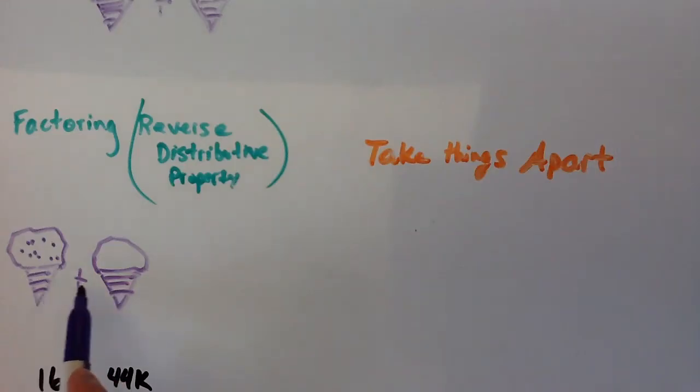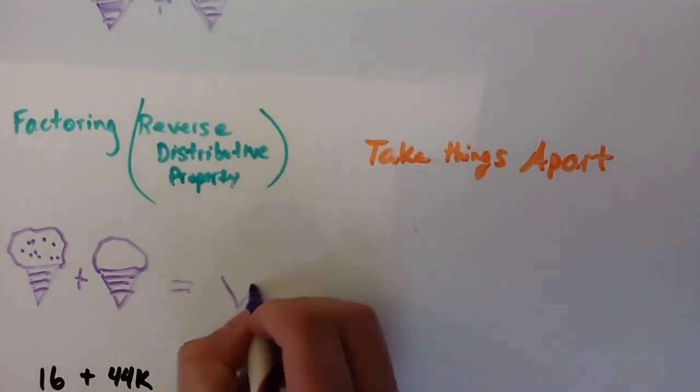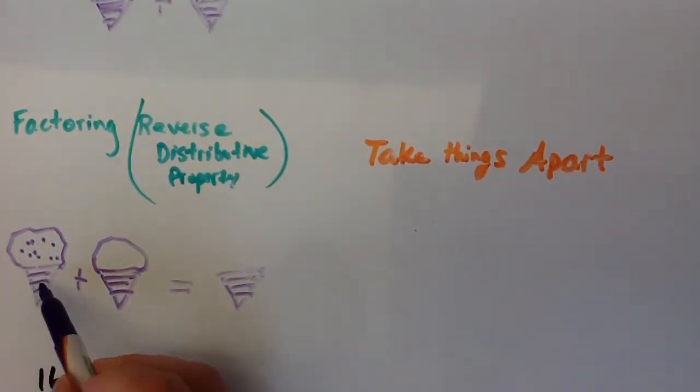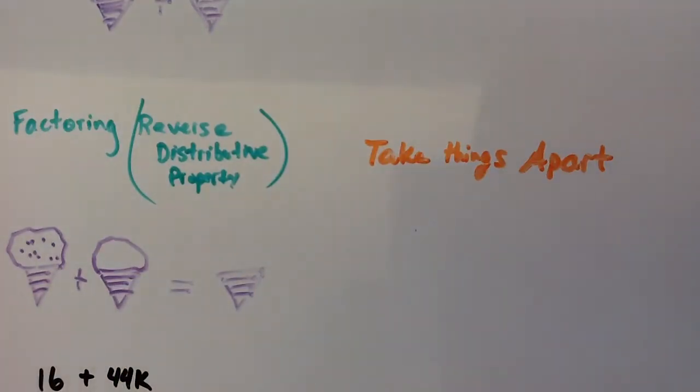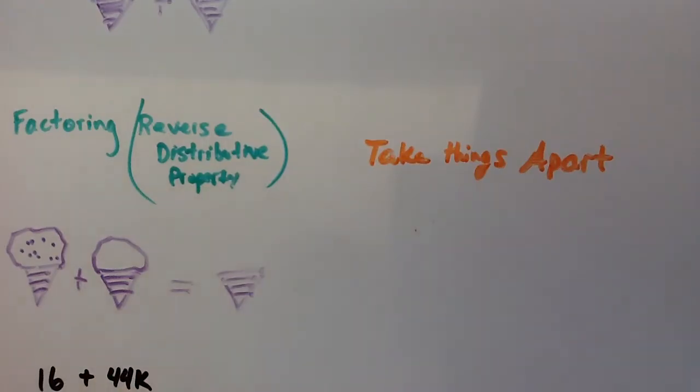Well, both of these ice cream cones have the cone in common, right? And so what I'm going to do is pull that out. I'm going to take that out. I'm going to say that they both have the cone in common. I'm going to pull that out. Now, after I pull that out, what am I left with? If I take this cone away and this cone away, what am I left with? Well, I am left with the cookie dough plus the vanilla ice cream.